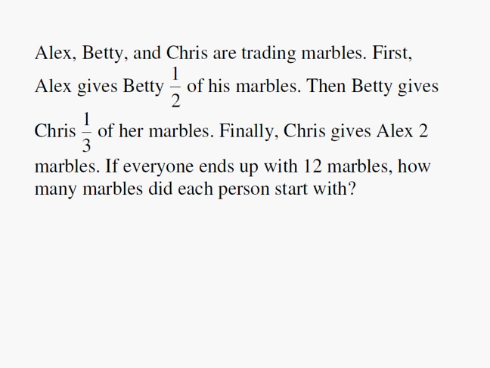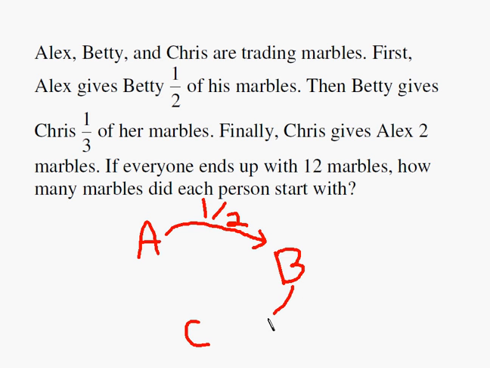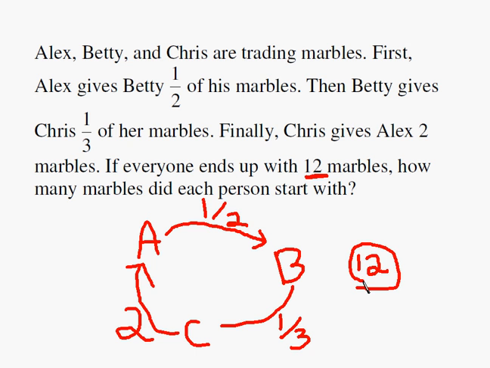So let's summarize what's going on. We have 3 people, Alex, Betty, and Chris. First, Alex gives Betty half of his marbles. Then, Betty gives Chris 1/3 of her marbles. And then Chris gives Alex exactly 2 marbles. And after all these exchanges, each child ended up having 12 marbles. So that's a summary of the problem.